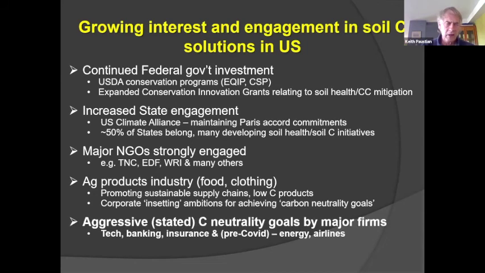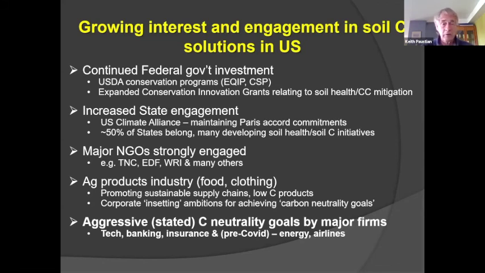And then finally, I want to focus on what seems to have emerged in the last few months. There have been some changes here, but I think everyone has seen in the newspaper that major companies in the tech sector and in particular in banking and others have come out with quite aggressive carbon neutrality goals, at least publicly stated ones.